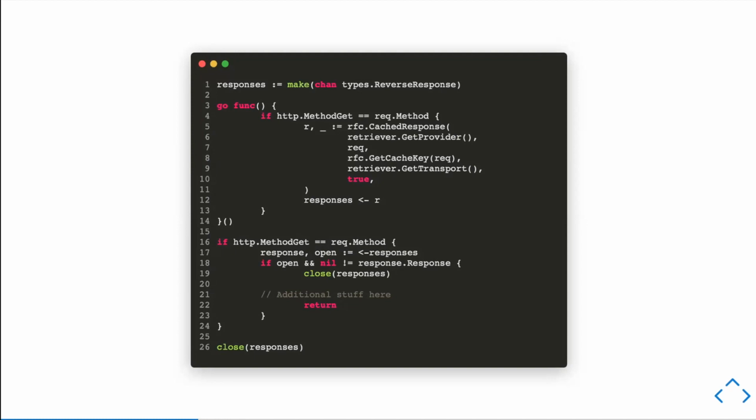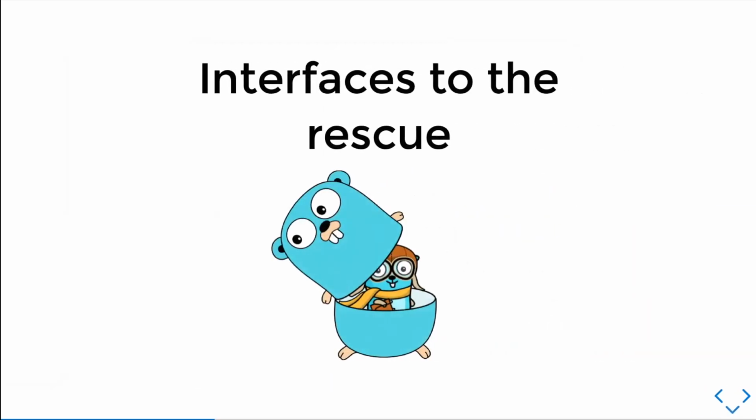So as a channel has its own type, we can use here, for example, the reverse response type to only serve this.